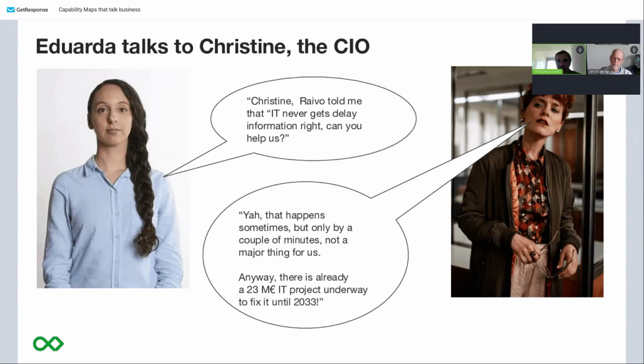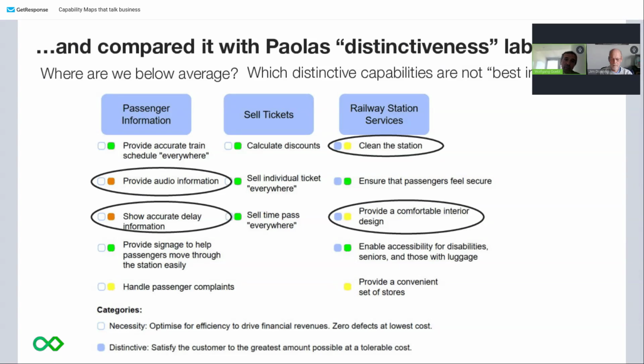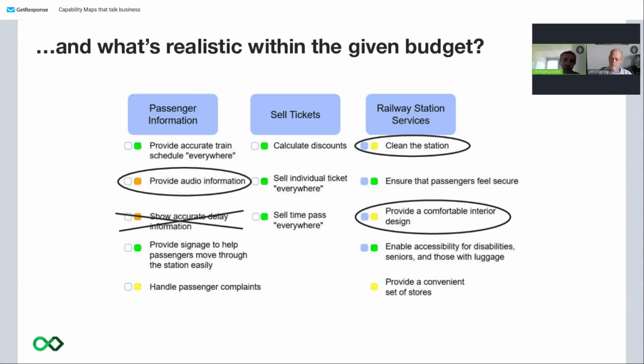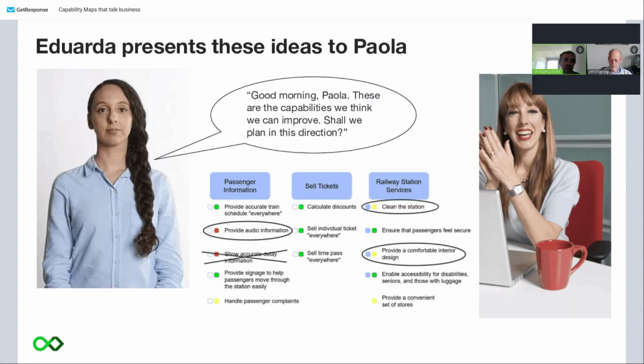So in this situation, it's not feasible to improve this information, even if you go back to this capability map and many people complain about it. It's not realistic that Paola can improve it within a limited time and a limited budget. And for that reason, Paola and Eduarda also removed this capability from the list. So what's realistic within the given budget?